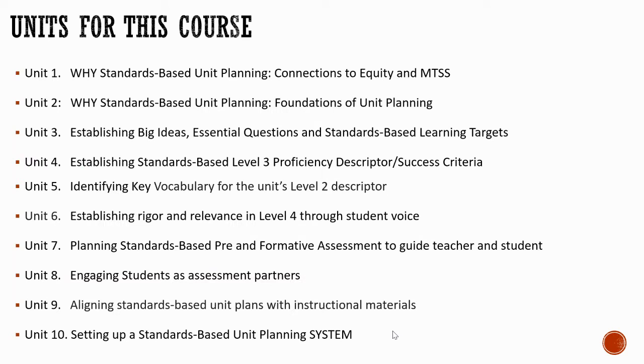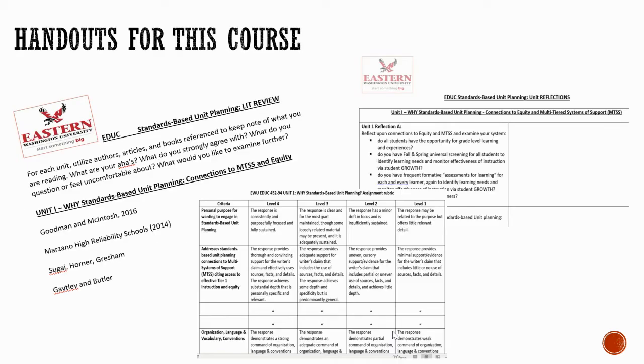There are 10 units in this course, and this slide, along with handout number 1 in your resources, provides a general idea of the content for each unit. There are several articles and handouts that will be referred to throughout this course. Of most importance are the Unit Reflections handout number 4, on which you will answer key questions and record your thinking, as well as the Literature Review handout number 3, which provides a structured way to reflect upon any articles or literature to which you may refer. Additionally, you will find activity information and assignment rubrics, which will be explained along the way. Now let's get started on Unit 1 of Standards-Based Unit Planning.